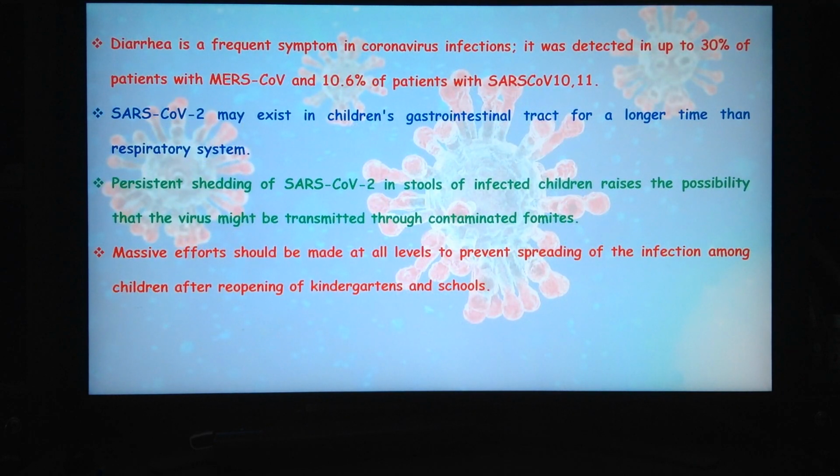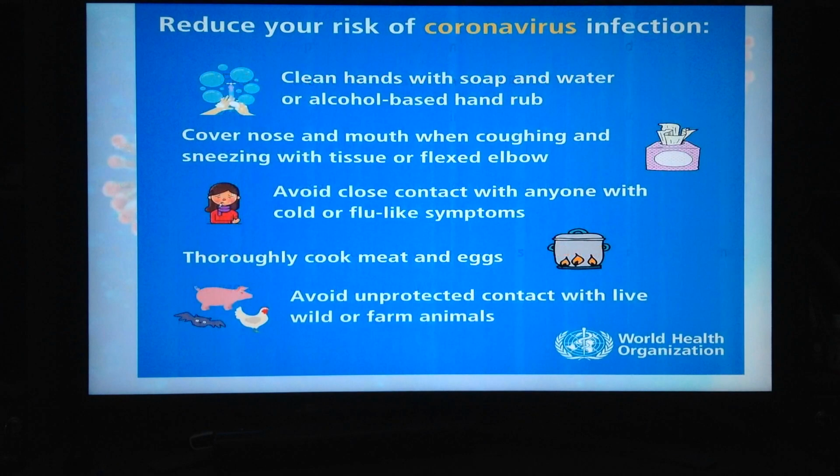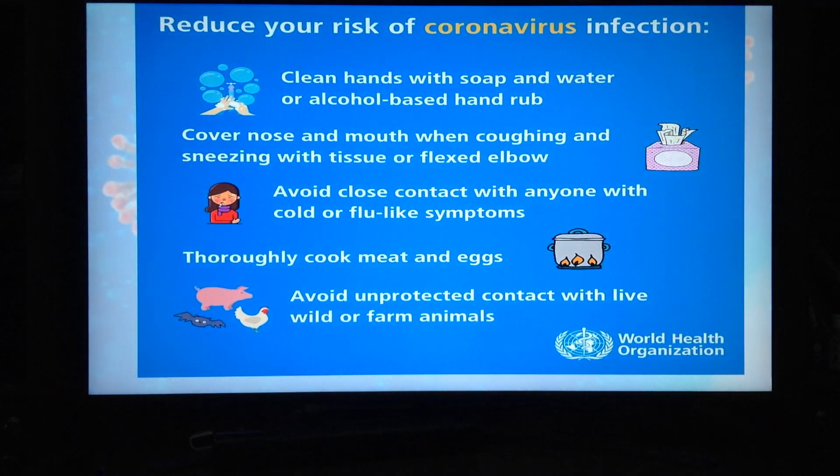Diarrhea is a frequent symptom in SARS-CoV-2 infection, and the presence of the virus in the stools of infected children raises the possibility that the virus may be transmitted through contaminated fomites, because the life of the virus is prolonged in the GIT rather than in the respiratory system. So massive efforts should be taken to prevent spreading of the infection among children after reopening of kindergartens and schools. How can we reduce the risk of coronavirus infection?